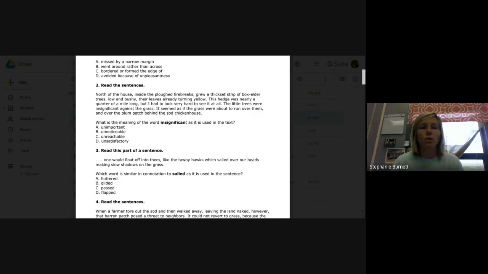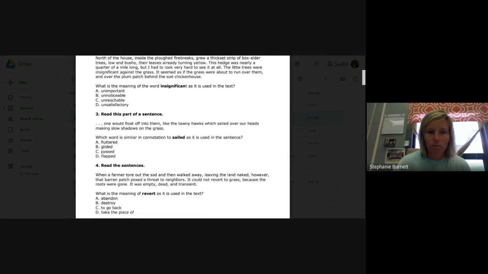You couldn't see it. It talked about how the hedge was just so long, a quarter of a mile long, that you couldn't see it. Okay, it was not noticeable, just like the rocks you run over if you're on your four-wheeler or driving down the road. Kind of unnoticeable, right?